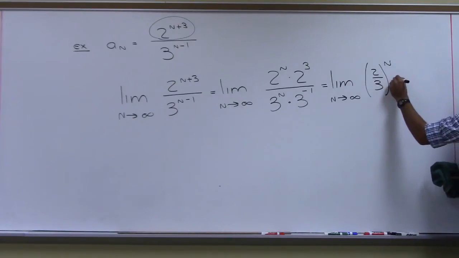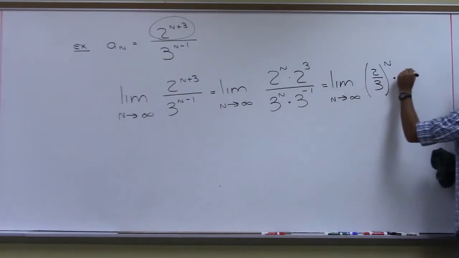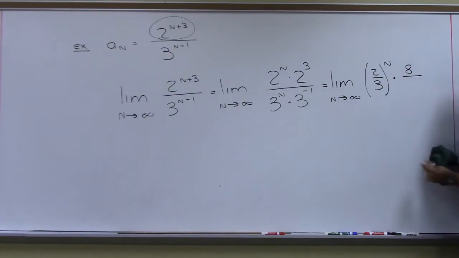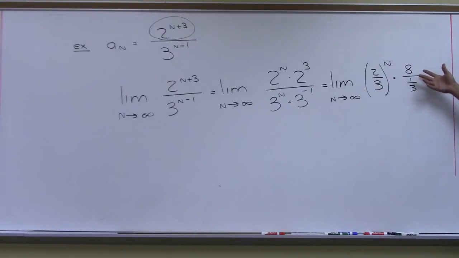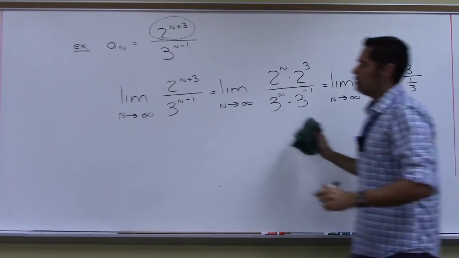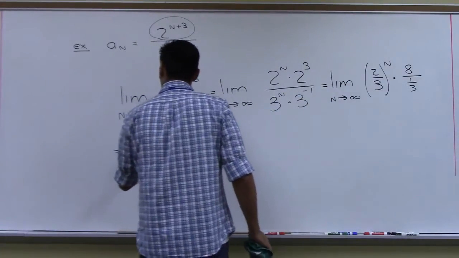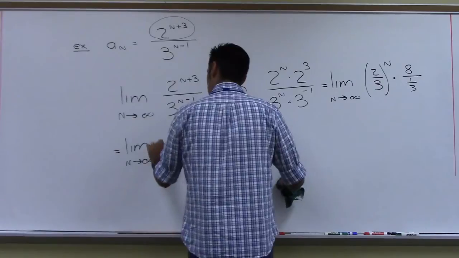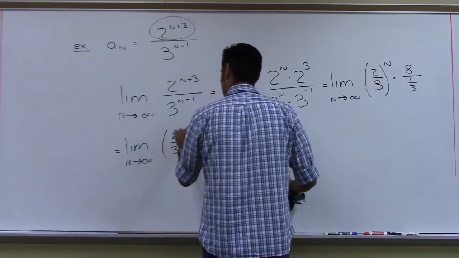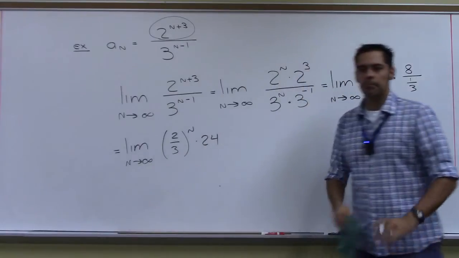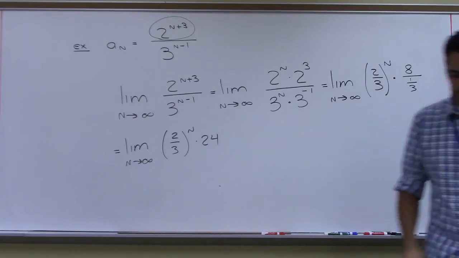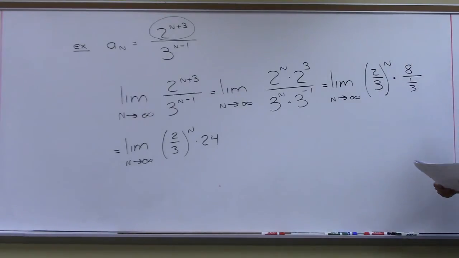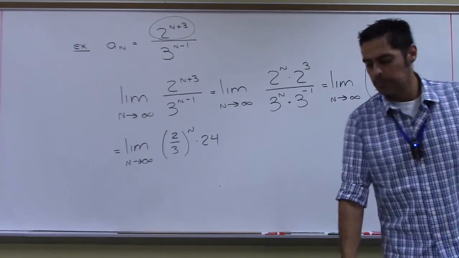And then what about what's out here? 2 to the third is 8, and then what's 3 to the negative 1? Is that 1/3? And then I could flip it, and it would become a 24, wouldn't it? So we're going to get 2/3 to the n times 24. And where does that head?